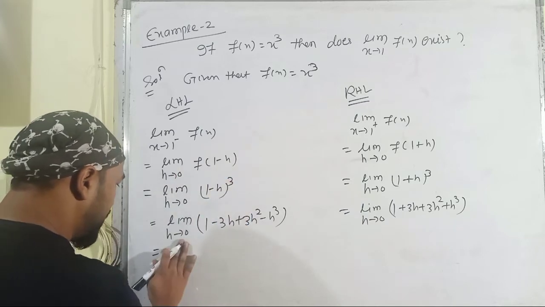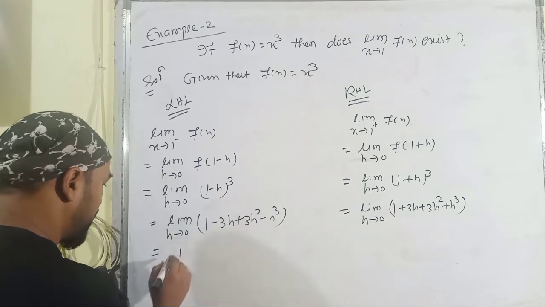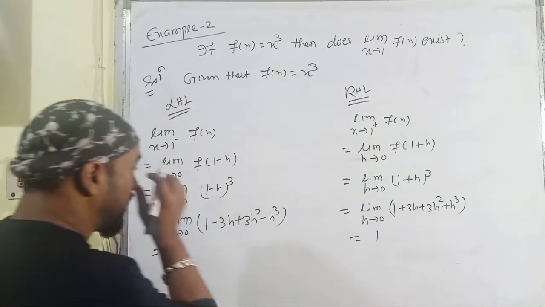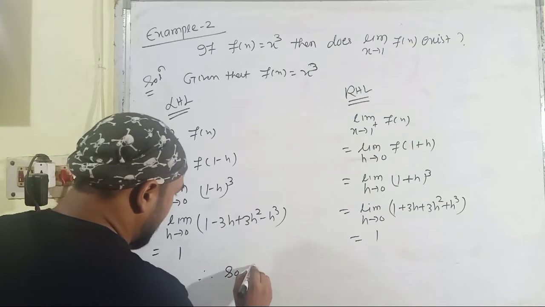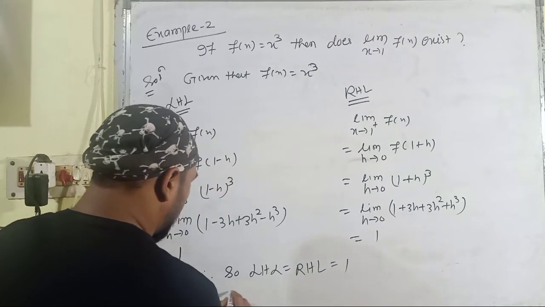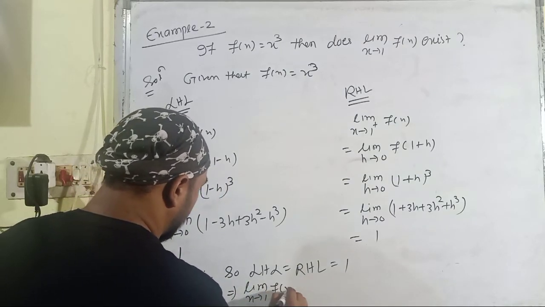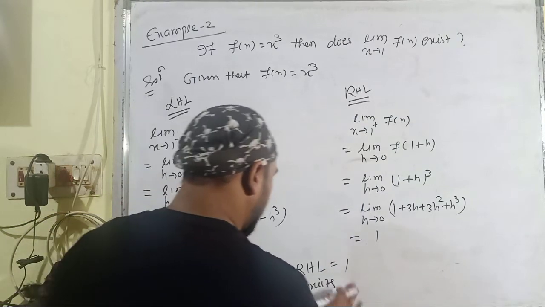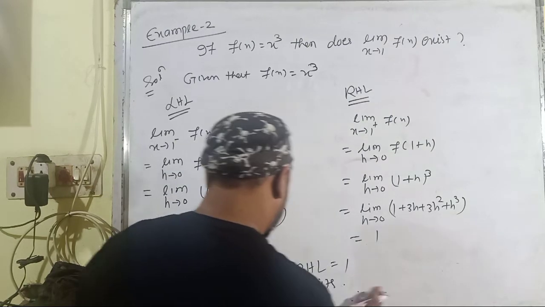So it will be 1 minus, okay, all these values are 0. So it is 1. Similarly, here the right hand limit is also equal to 1. So left hand limit is equal to right hand limit is equal to 1. That means limit x tends to 1 f of x exists.